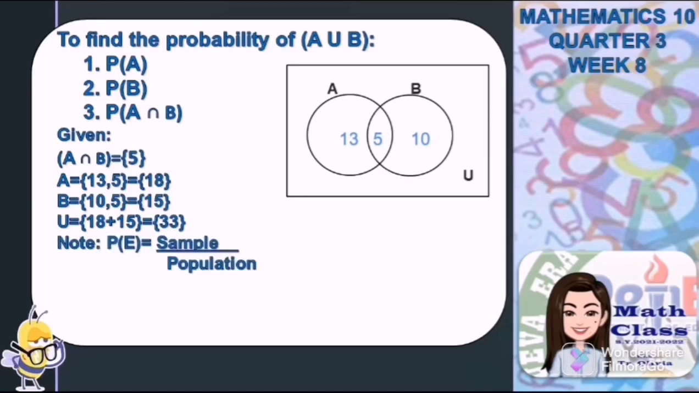Now, to get the probability of the event, we're going to use the formula P of E is equal to sample over population. Sample means possible outcomes, and population means the total number of elements or quantities given in a set of data. Hence, we can say therefore, the probability of A is equal to 18 over 33, meaning to say there are 18 elements present in set A out of 33.